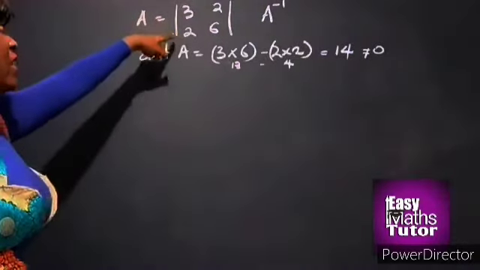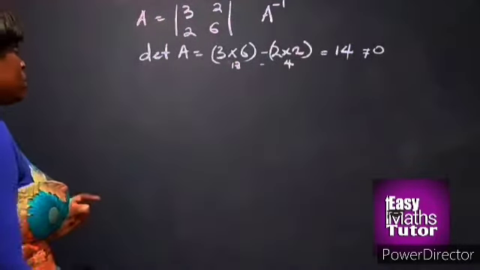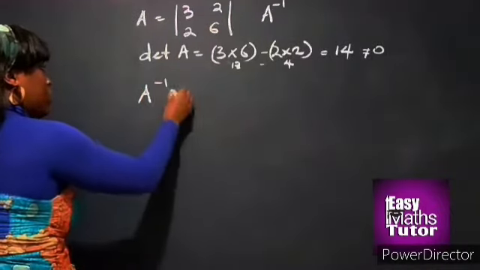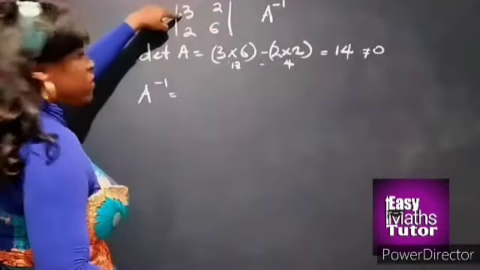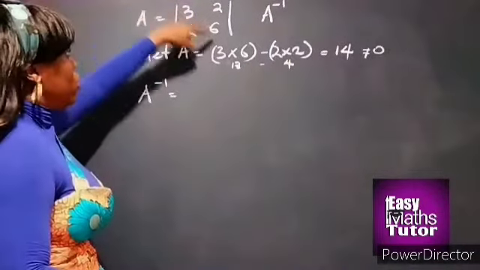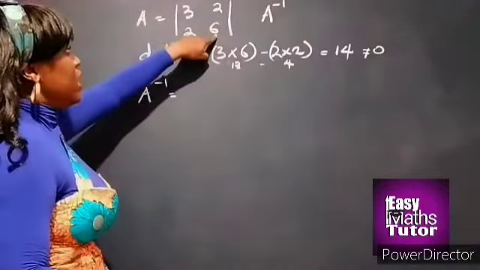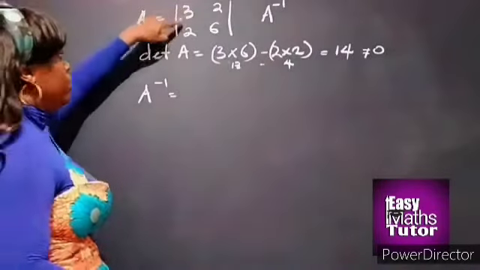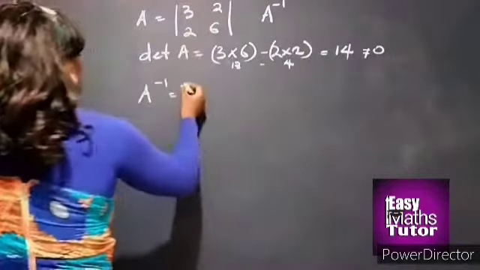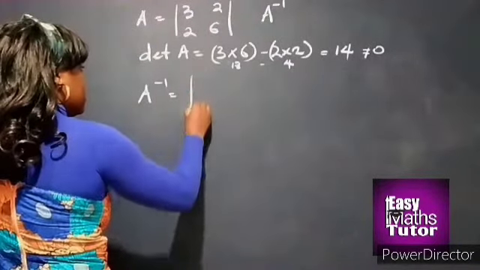So let's find the inverse of this matrix. How are we going to do that? First of all, write the symbol A raised to the power minus 1. This element will come down, while this other element will come up, while this will become minus and this will become minus. So we'll do it like this.